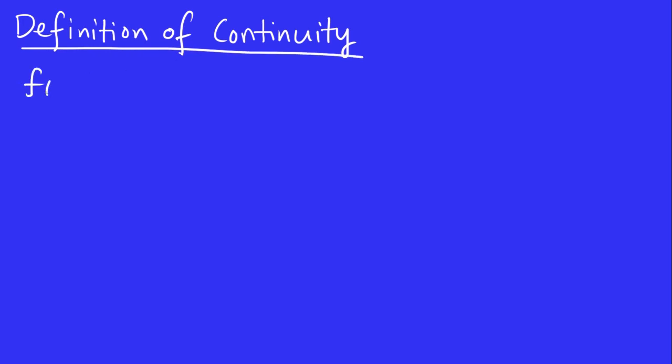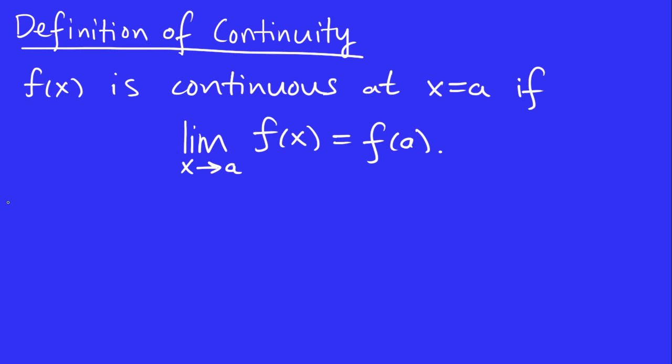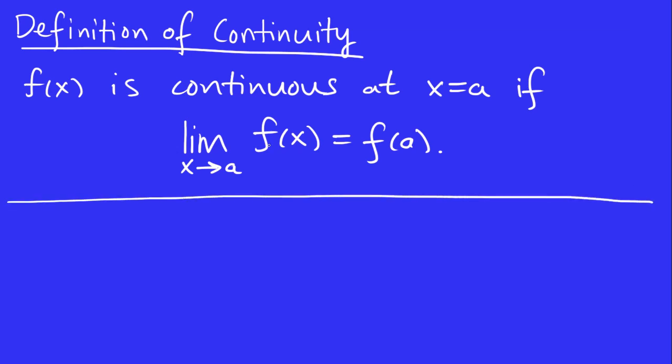So f of x is continuous at x equals a if what? Well, this is it. The limit as x goes to a of f of x equals f of a. Now, I bet when you read that, it doesn't really tell you too much if you're not used to this kind of stuff, whereas the previous discussion probably made a lot of sense, right? But when we do actual problems in calculus, this is the definition of continuity we have to use.